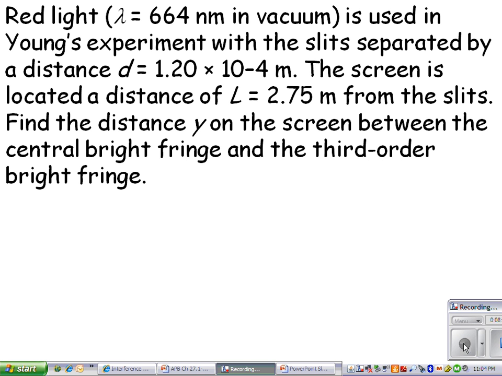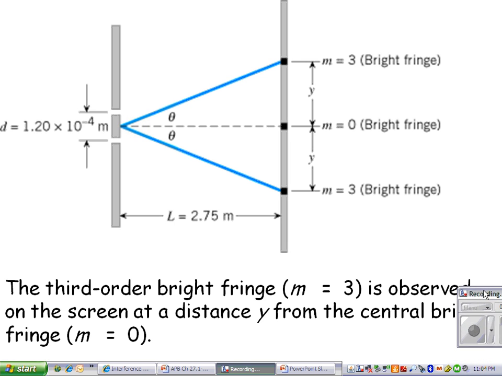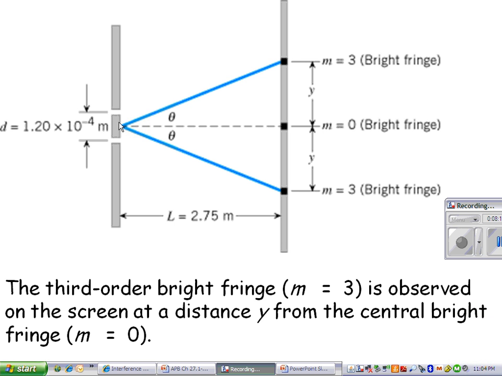So we want to find that y value, the distance from the central bright fringe up to the third order bright fringe. Here is a picture of that situation. We have our D value shown, we have our L value shown, and here's our Y value that we want to solve for. Here's the M equals 0 bright fringe, and there's an M equals 1, and an M equals 2, and then now they're showing the M equals 3 bright fringe. So the third order bright fringe has an M value equaling 3. It's observed on the screen at a distance Y from the central bright fringe of M equals 0. So this is what our picture looks like.